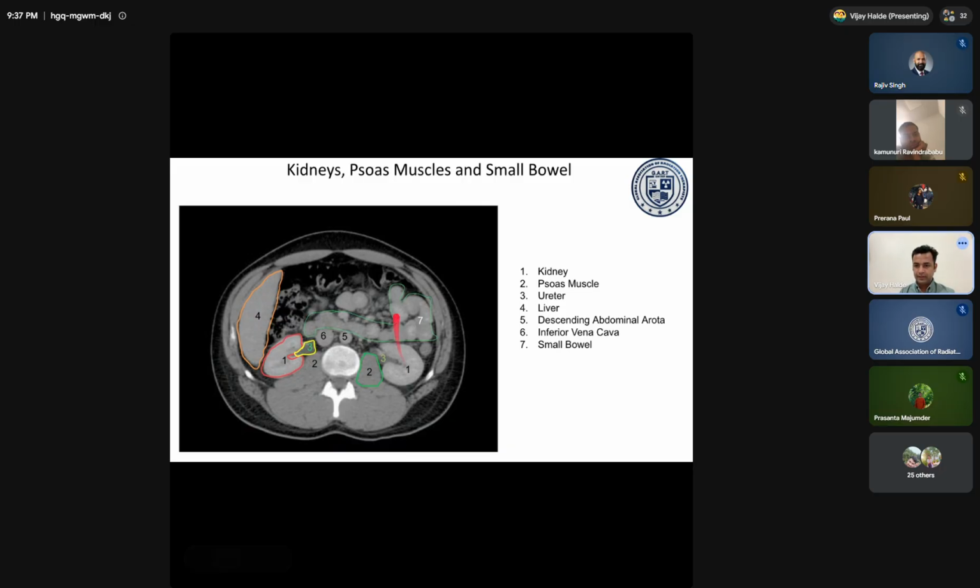So moving inferiorly, this green is a small bowel. This is a psoas muscle close to the kidneys. Third number is a ureter, which transports the urinary secretion from the kidney to the bladder. Here is the liver. We will not be able to see the spleen at this level. So the psoas muscle is a very important landmark for the CBCT matching and a stable structure.